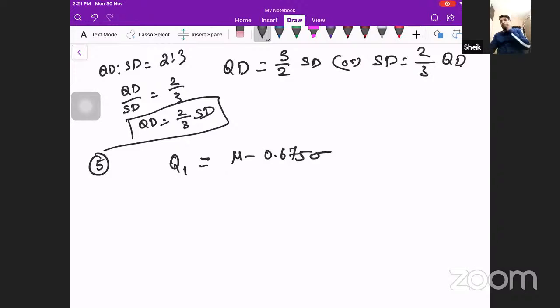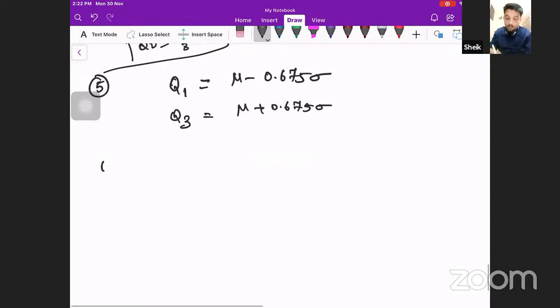When you write the exam, definitely you are going to thank me because you will get 1 or 2 marks. So please remember this and write it. Q1 is equal to mu minus 0.675 sigma. Q3 is equal to mu plus 0.675 sigma.